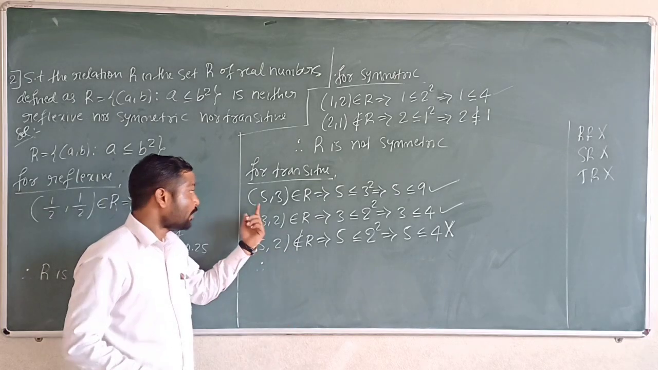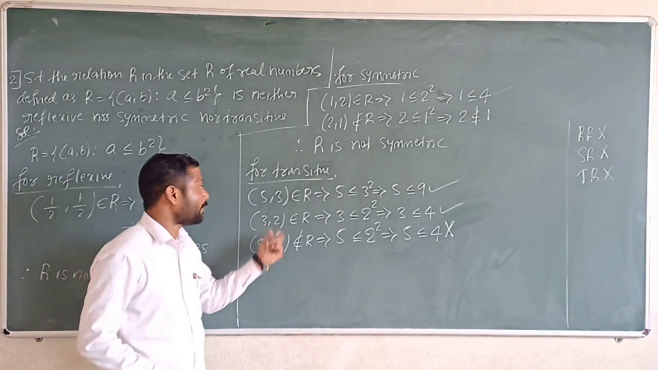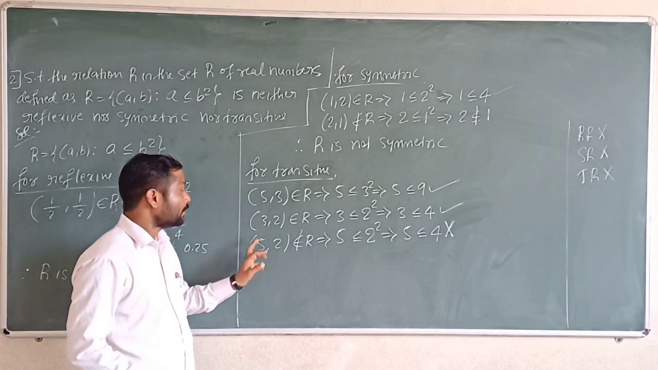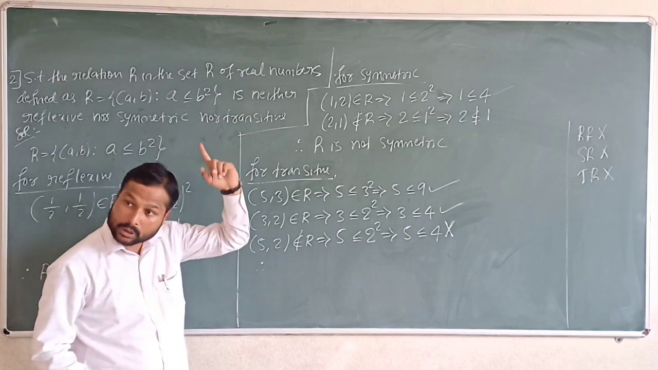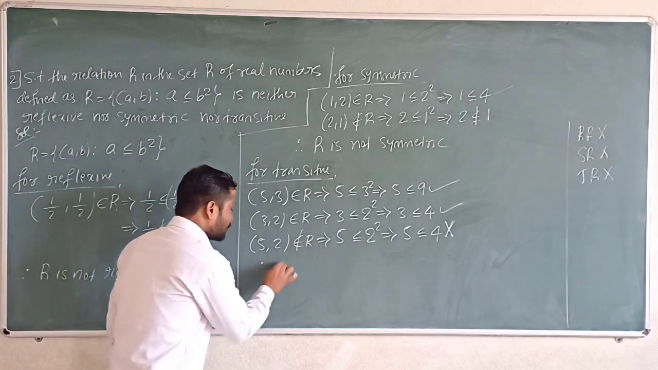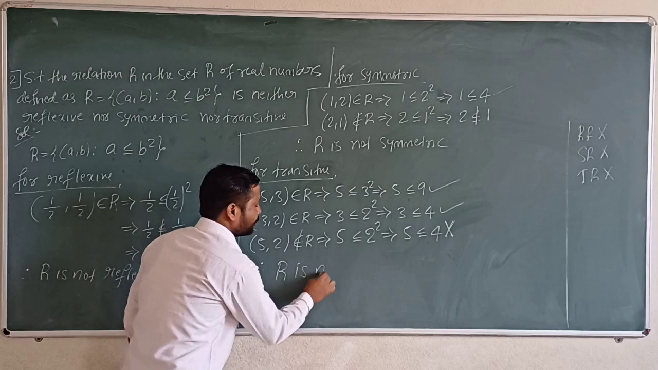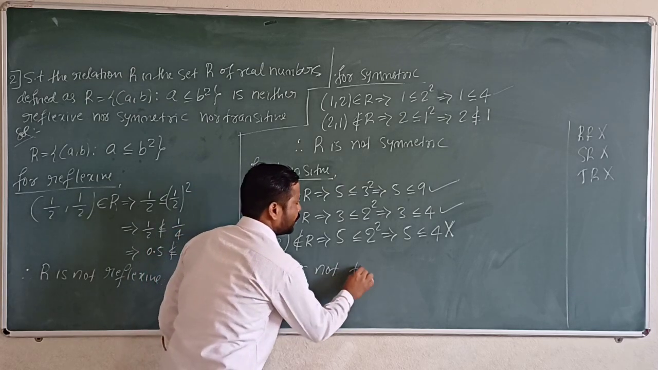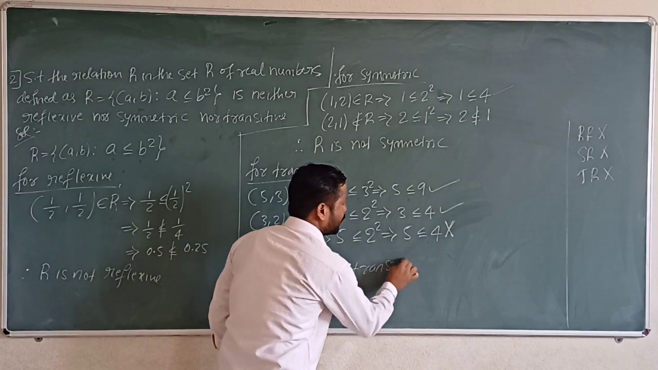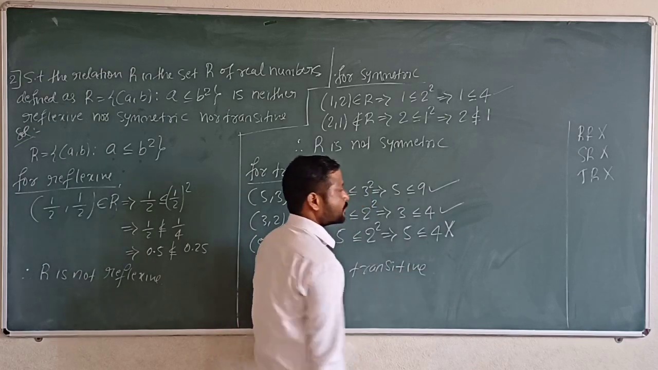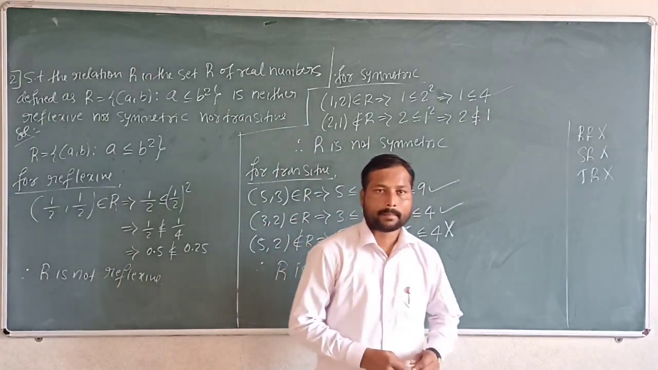5 comma 3 belongs to R. 3 comma 2 belongs to R. But 5 comma 2 does not belong to R. So therefore R is not transitive. R is not transitive. Okay.